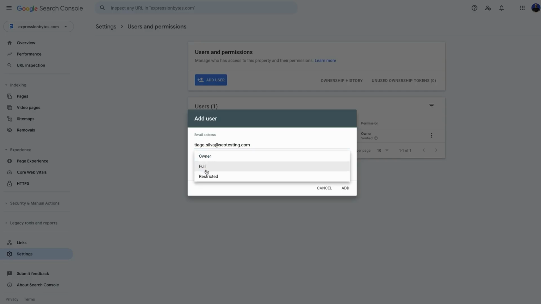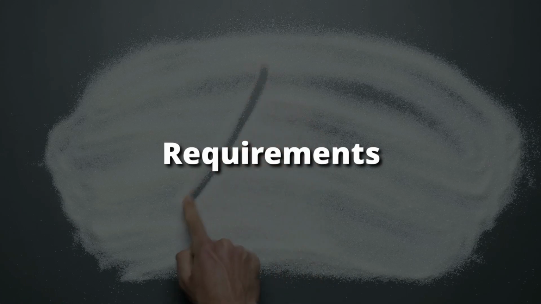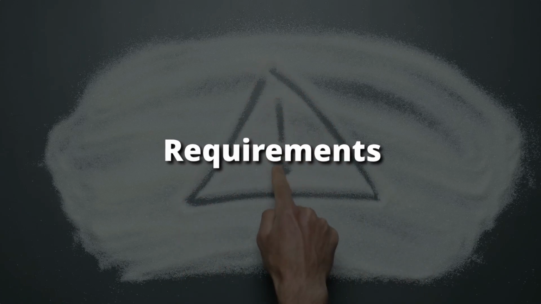In this video, you will learn how to share Google Search Console access with other people and what each permission level represents. To add a user to a Google Search Console property, you must have owner access to the website. Now, let's see the step-by-step process on how to share the access.